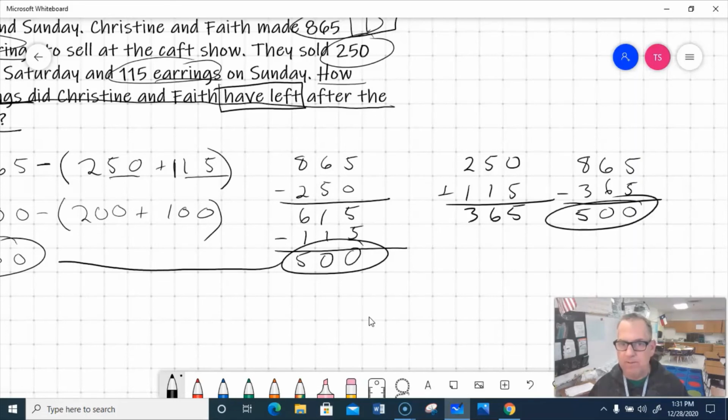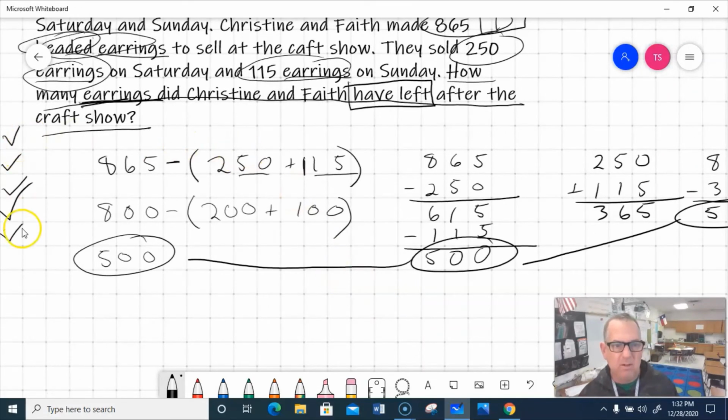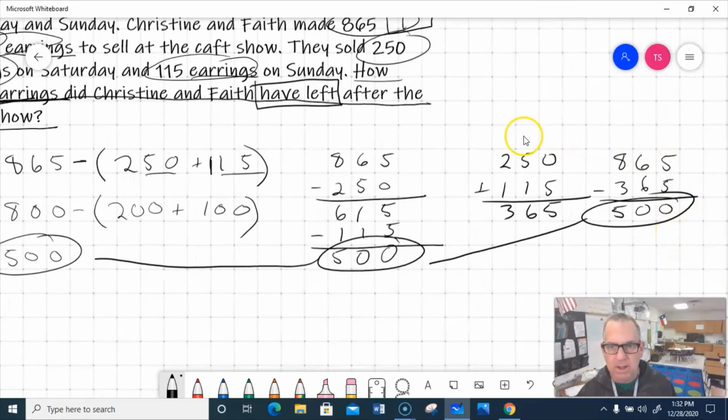And that is 500. So I showed you two different ways to solve it, actually three different ways to solve this problem. We used mental math right there to solve it. We subtracted twice, and then over here we added and then subtracted. And that's probably typically the way that most third graders should do this problem, because like we said in the problem before, adding is easier than subtracting.